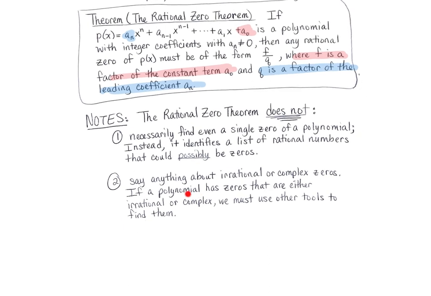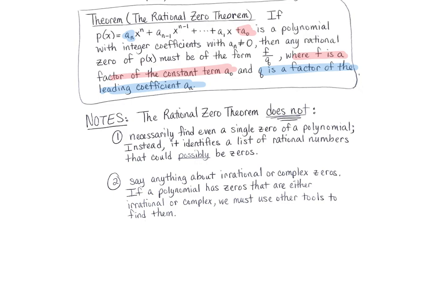Another note, it does not say anything about irrational or complex zeros. It only helps you determine whether you have rational zeros. If a polynomial has zeros that are either irrational or complex, then you have to use other tools to find them. Okay?